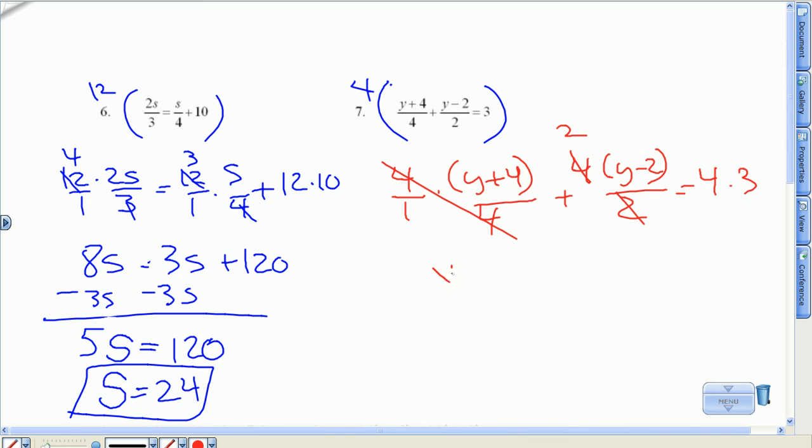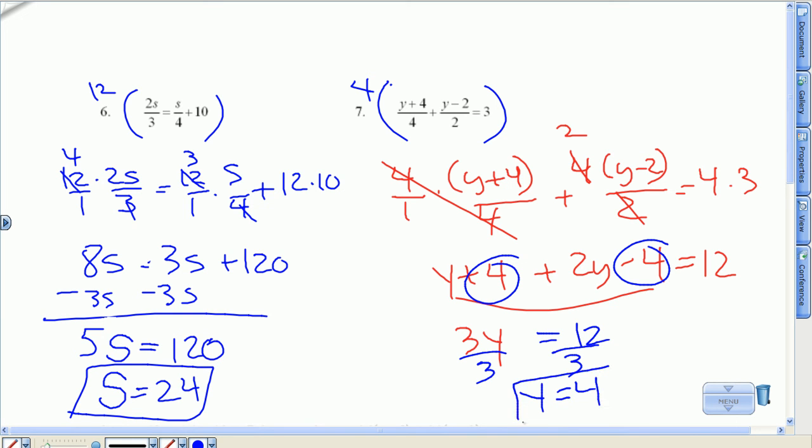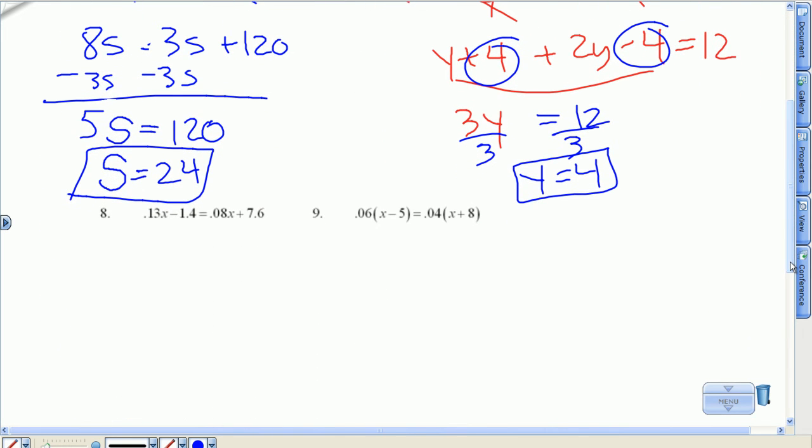So this is y plus 4, and 2y minus 4 is equal to 12. We got to combine like terms over here. 3y. Check out these 4s. Add up to 0. So we divide by 3, and y equals 4. Done. So we can kind of do some things to our advantage to make life a little bit easier on us.